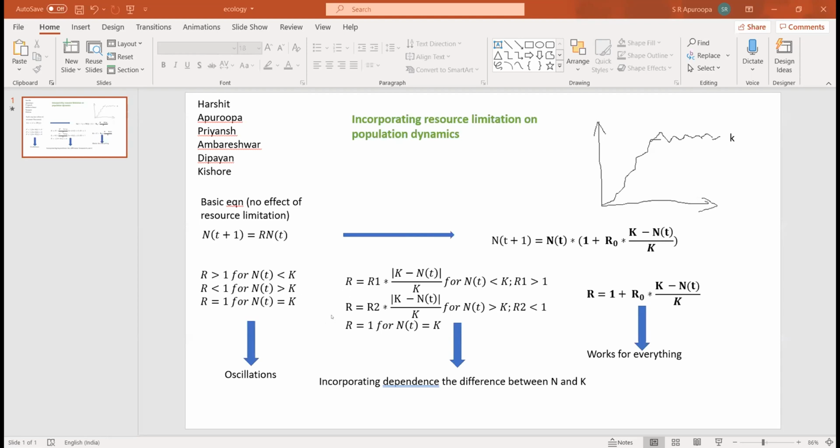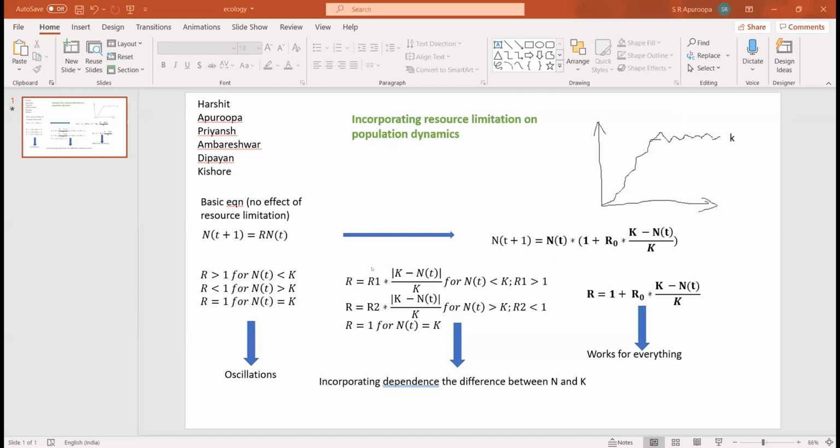So we've incorporated this, and then we wanted to incorporate the dependence on the difference between N and K. We want the equation to be such that if the population is much higher than carrying capacity, then the drop should be rapid, but if it is close to K, the drop will be slower. So we've incorporated this fractional difference from K: we have divided by K to get the fraction, which will account for the acceleration and deceleration of these oscillations.